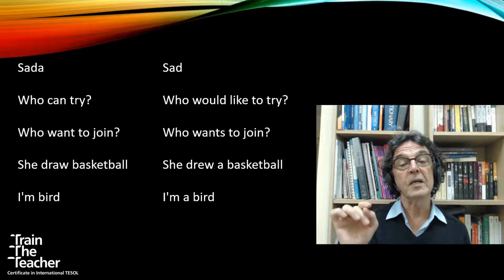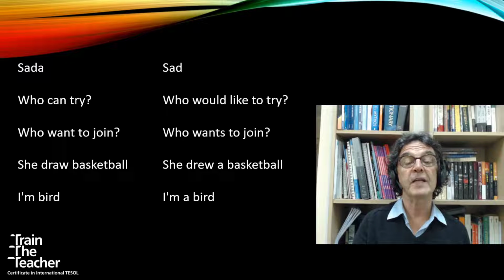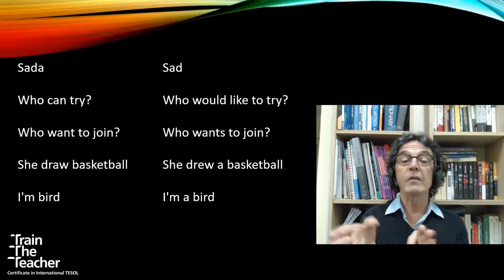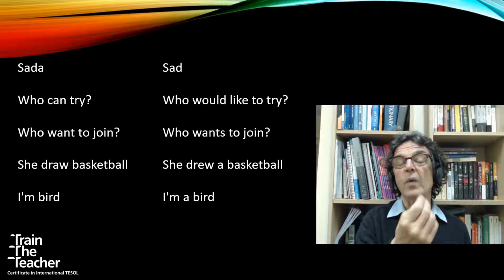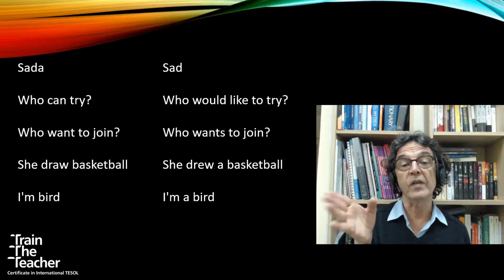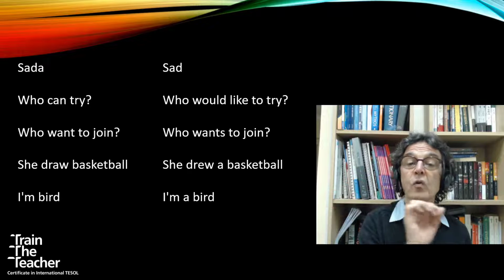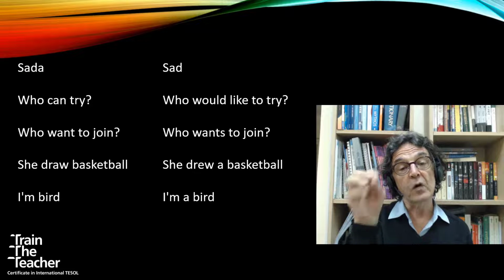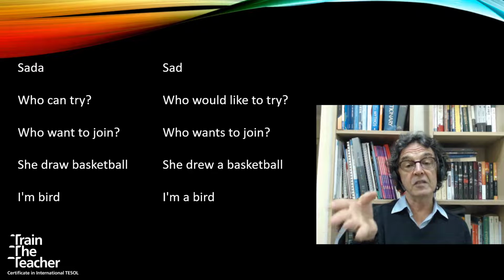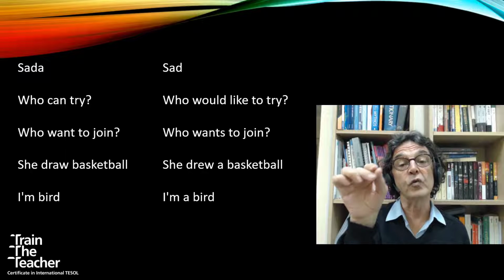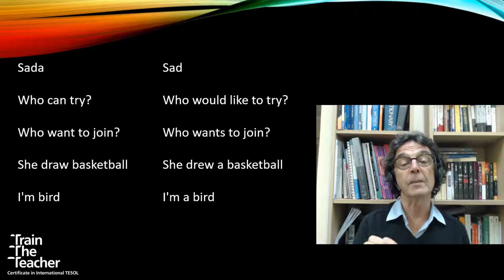"She draw basketball." Common enough mistake. We know that verb forms don't change in Chinese, but of course they change in English. And this one is just a matter of increasing practice and awareness of the different verb forms. So she draw really should be she drew. And then of course, because we're looking at a countable noun, it needs to be preceded by a determiner of some form. So she drew a basketball, the basketball, my basketball, and so on.